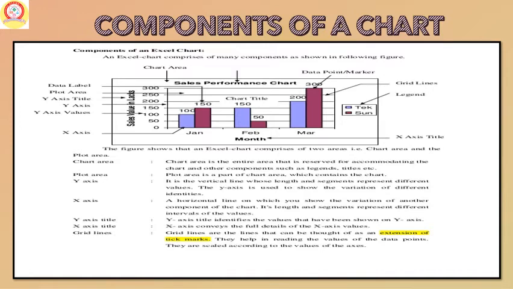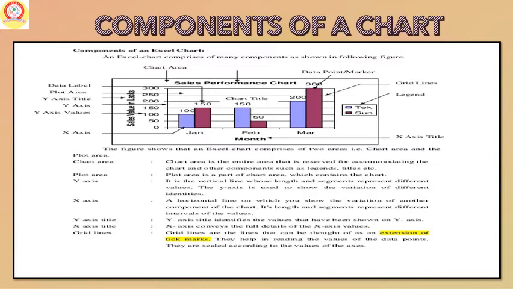Grid lines: lines that run across the plot area from each category on the x-axis and from each value on the y-axis. You can choose whether to display them or not. They make it easier to identify the values of each data point on the chart. Data label: a label that provides additional information about a data point on a chart.